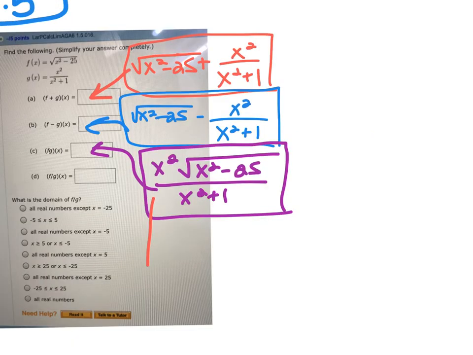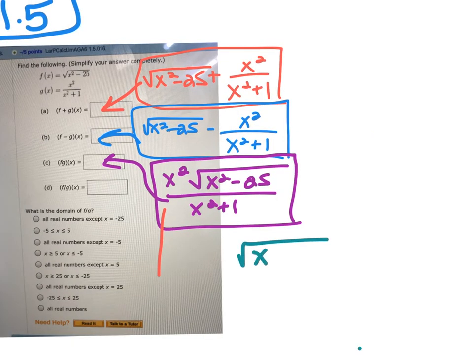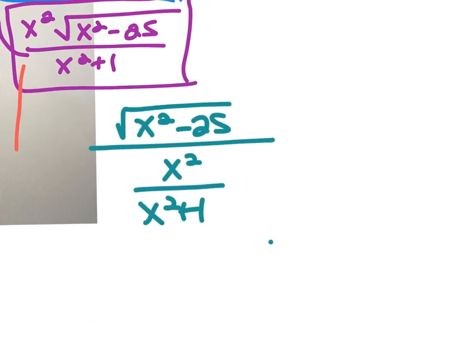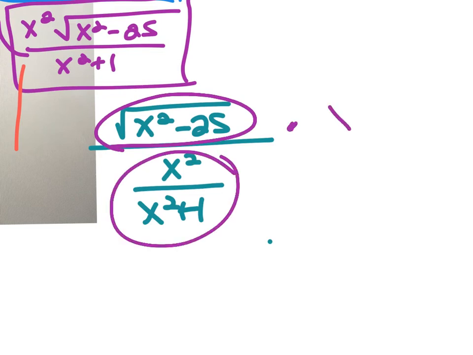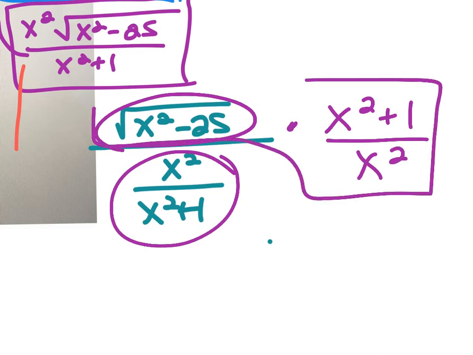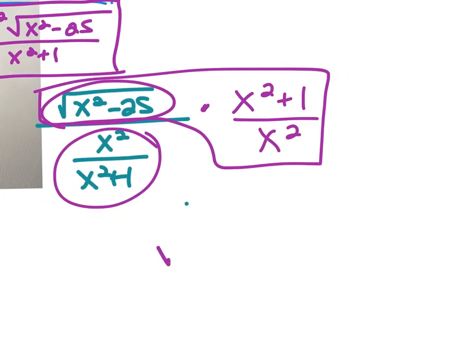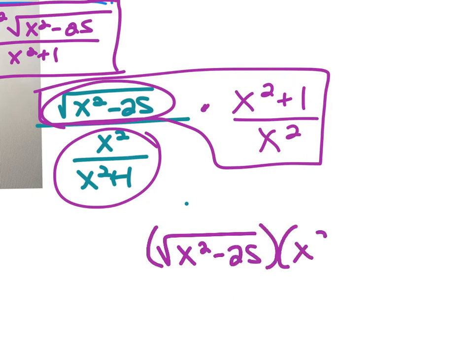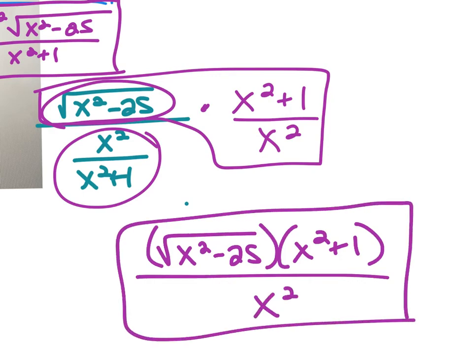If it's f over g, then it was the square root of x squared minus 25 over x squared plus 1. This is a fraction within a fraction, a complex fraction, so you had to do keep, change, flip. So I keep this the same. I change the division to multiplication, and I'm going to flip this so that it's x squared plus 1 over x squared. And then this is what I'm multiplying together. So I'd get x squared minus 25 times x squared plus 1, and you could have put that on the front or the back, over x squared. And then it stays like that.